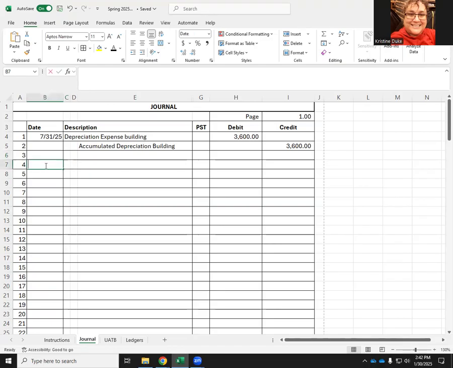Now I'm going to come down here and get the next one in. Very similar. It's going to be depreciation. I believe this next one is equipment, and its dollar amount was 3,120.